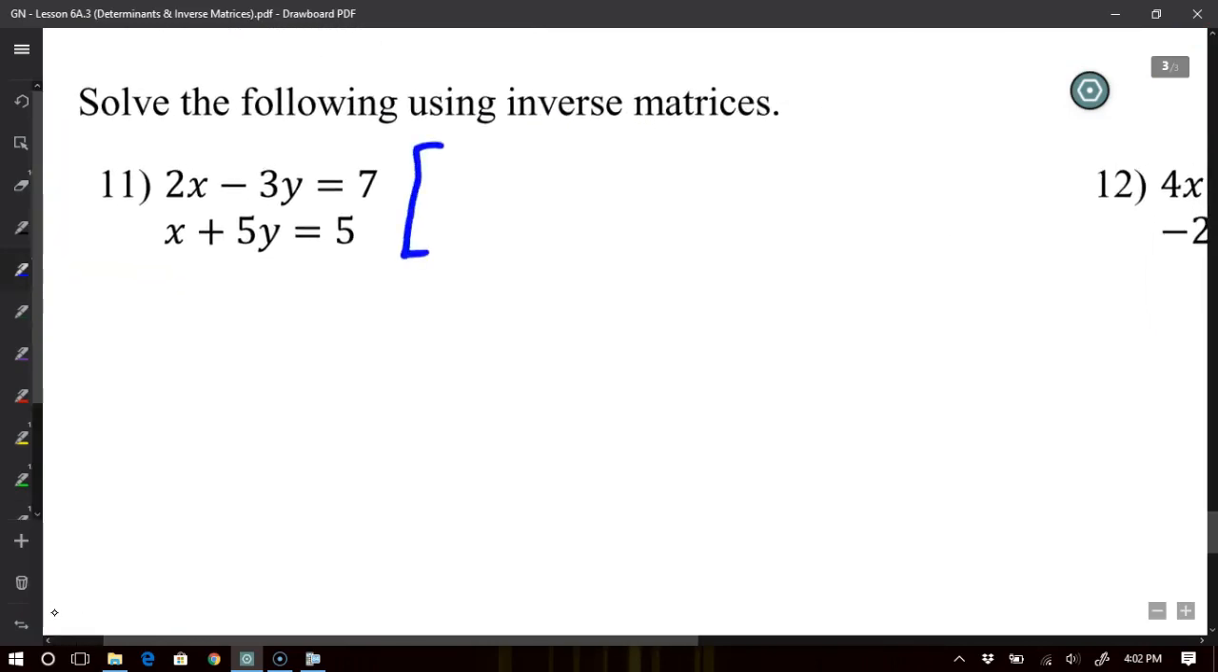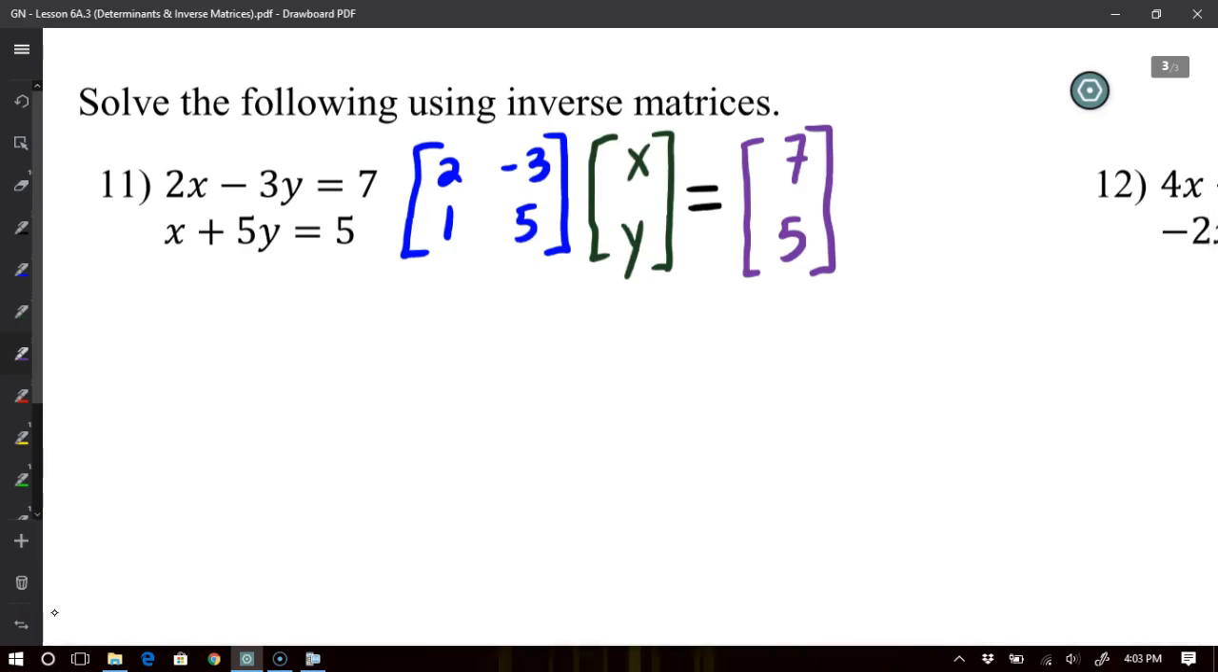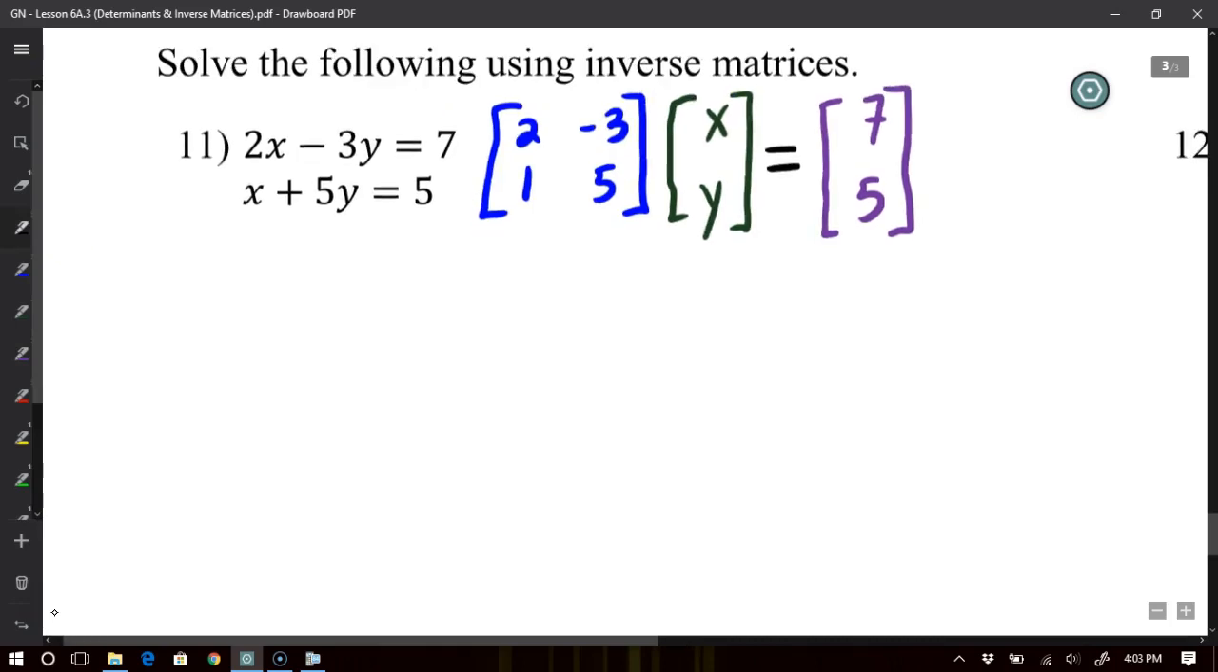So I have 2, negative 3, 1, 5. I then have the variable matrix. Again, we're using x and y. Equals our answer matrix, which is 7, 5. So there's the first step. It's going to be required on the quiz that you write the matrix equation. And now I'm going to find the inverse. So I'm going to take my coefficient matrix and I want to find what is the inverse of this matrix.